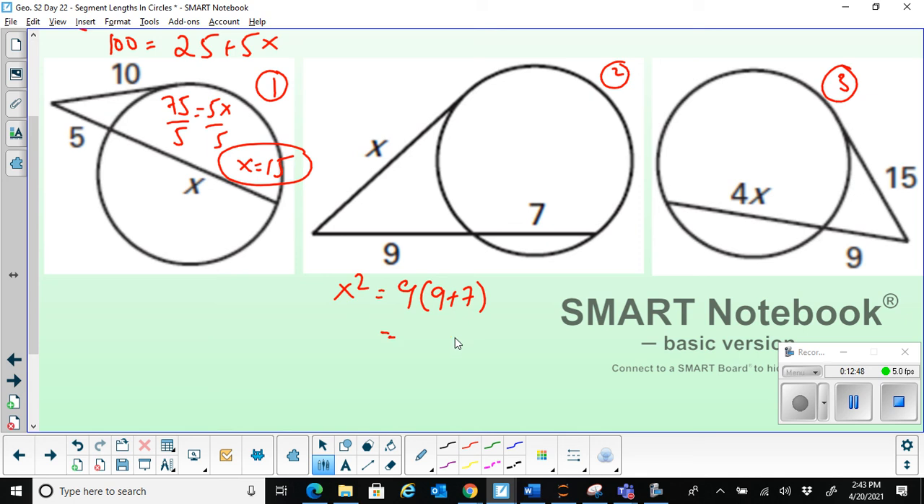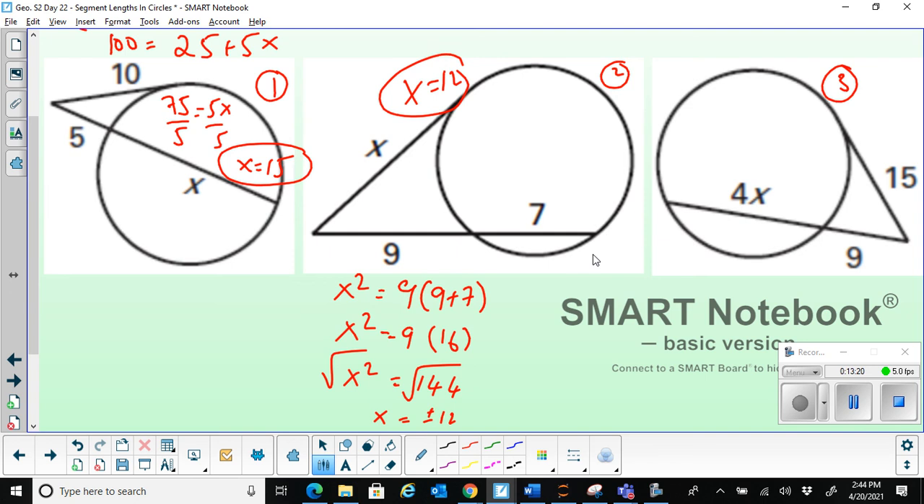So 9 plus 7 is 16 times 9 equals x square. 16 times 9 is nothing but 144. So I have x square equals 144. Taking square root on both sides, I get x equals plus or minus 12. I can't have a negative answer, so x has to be positive 12. Okay, I hope this is clear.